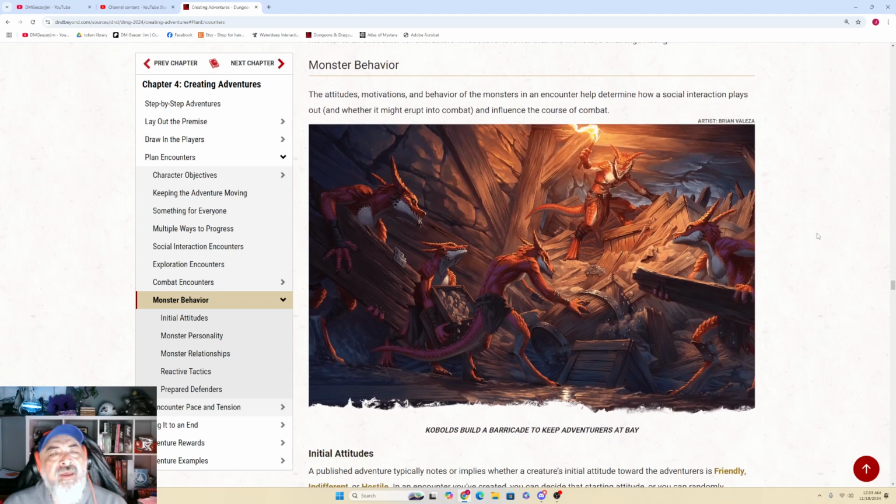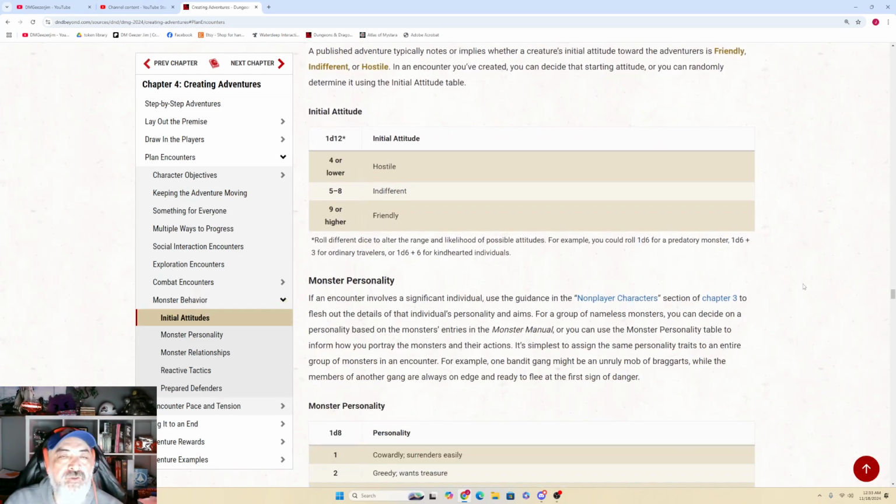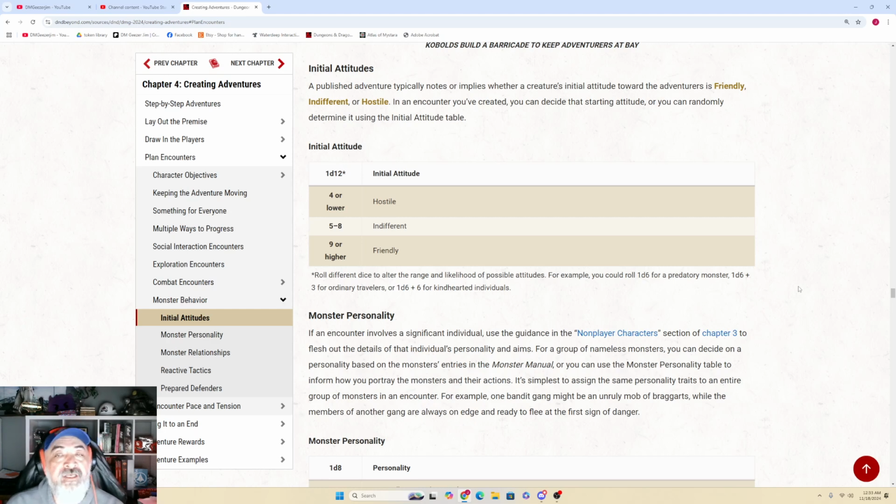Big section. The attitudes, motivations, and behaviors of the monsters in an encounter help determine how a social interaction plays out, and whether it might erupt into combat and influence the course of combat. Initial attitudes. A published adventure typically notes or implies whether a creature's initial attitude toward the adventurers is friendly, indifferent, or hostile. In an encounter you've created, you can decide that starting attitude, or you can randomly determine it using the initial attitude table. Initial attitude, it's a 1d12.